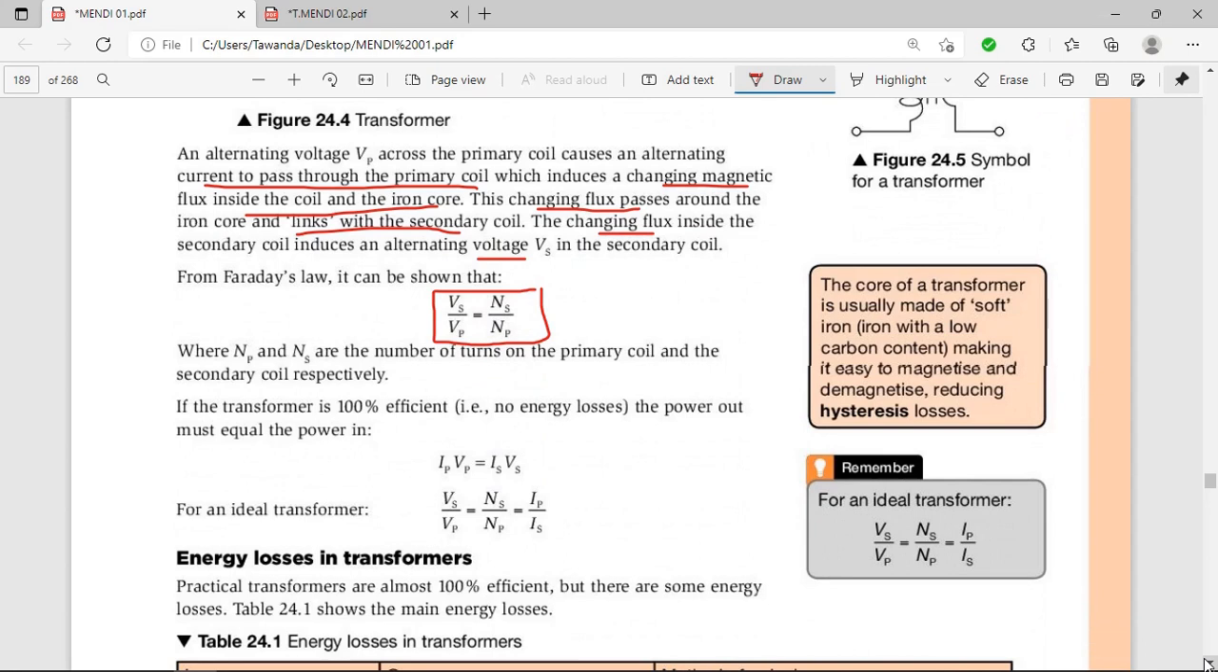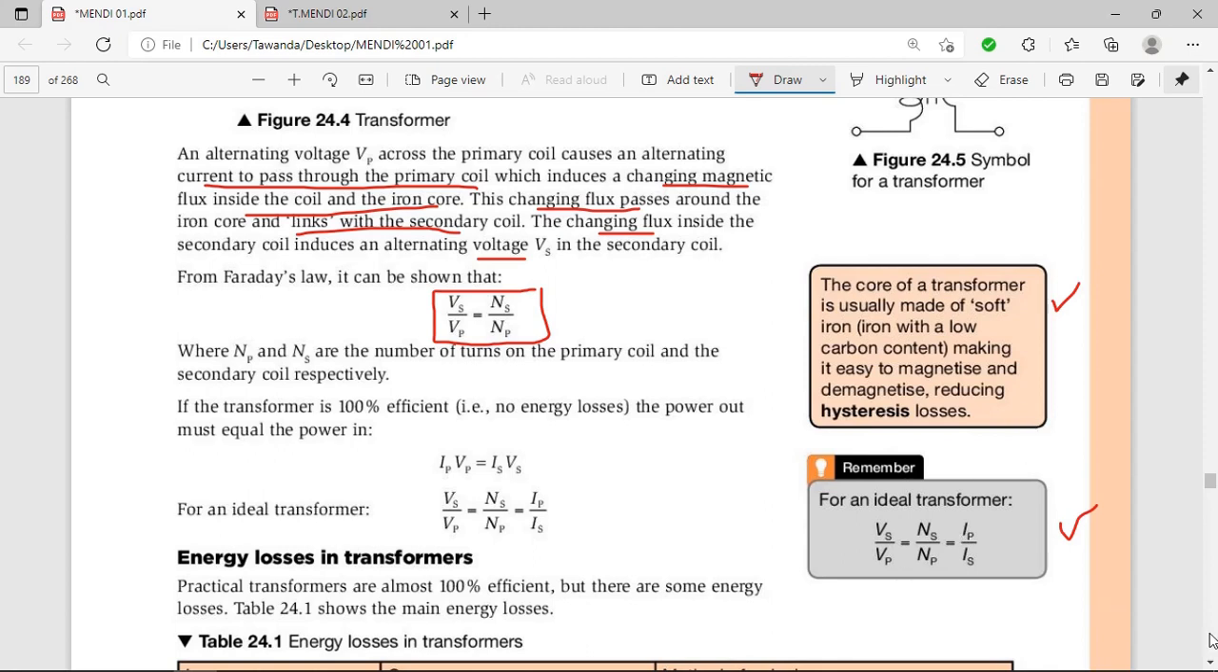Right, this is for an ideal transformer. It's only for ideal transformers where we are saying there is no energy loss. The transformer is 100% efficient. So you need to remember this one for the ideal transformer. Also, you need to take note. The core of a transformer is usually made of soft iron with low carbon content, making it easy to magnetize and demagnetize, reducing hysteresis losses.